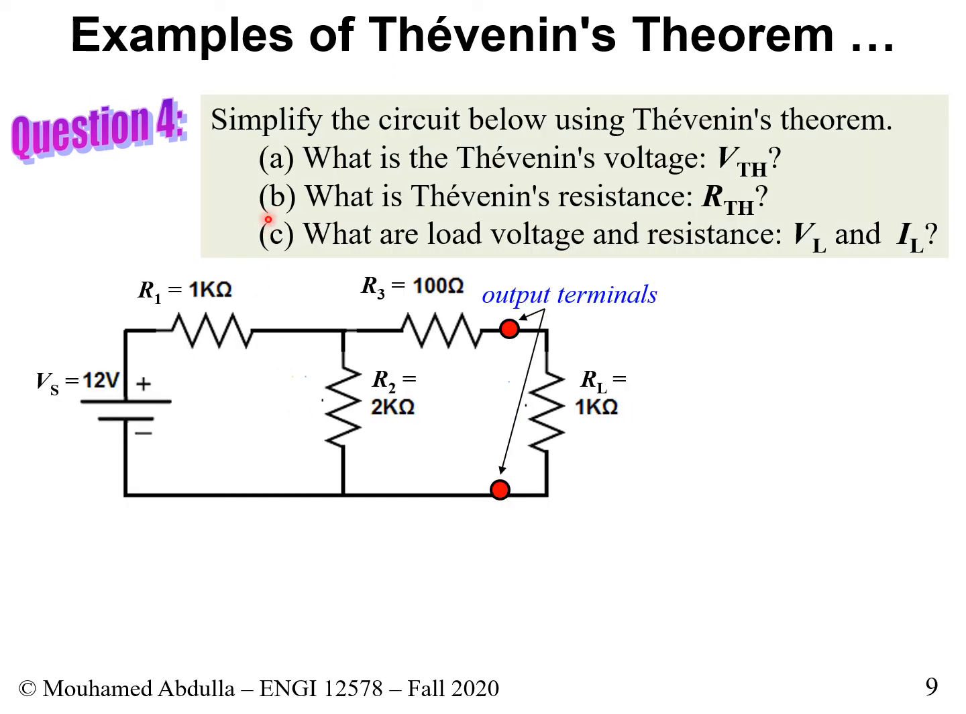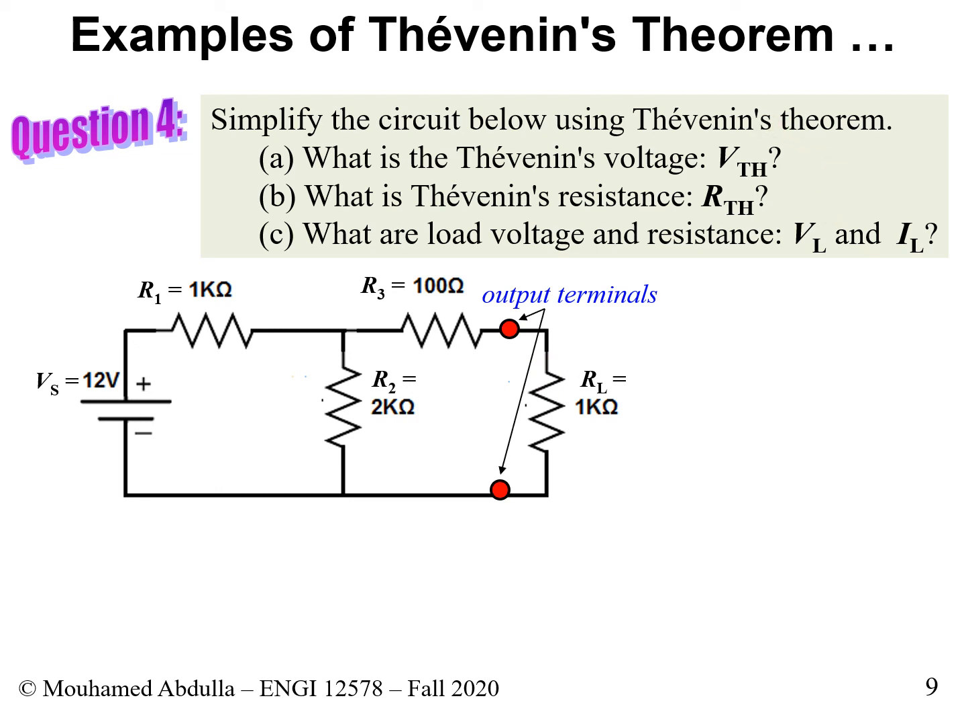Question number 4 is very similar to question number 3. The only difference is the circuit is different, but it's the same type of question. In A, we want to find VTH, RTH, and we want to find the voltage across the load and the voltage through the load. So let's go through the motion and do this.